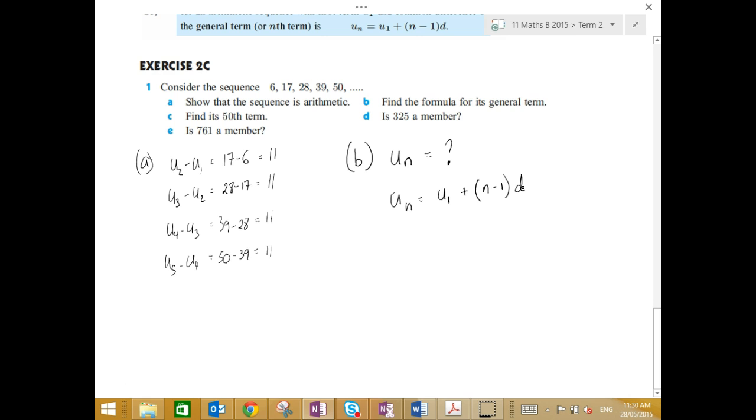So that's our general rule, and that's what we've got just above there in blue. You can still see it's up there. So now we're just subbing the numbers. What was the first term? The first term was 6, plus n minus 1 multiplied by the difference between terms, which is 11.